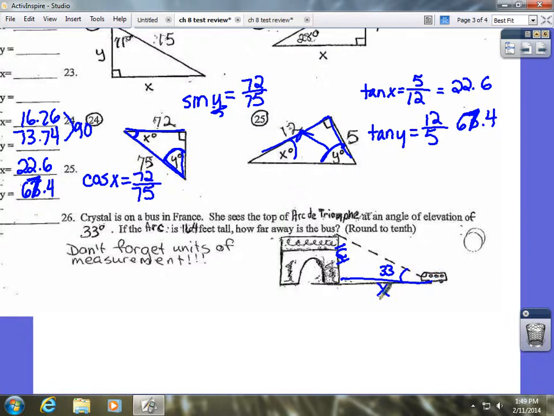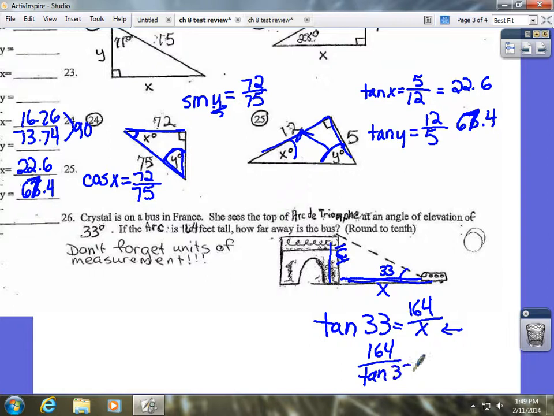So I have tan of 33 has to equal my opposite, which is 164, over my adjacent, which I'm looking for. I don't have the number on bottom, so I have to divide. 164 divided by the tangent of 33. 164 divided by tangent of 33 equals 252. And that is the end of that video.